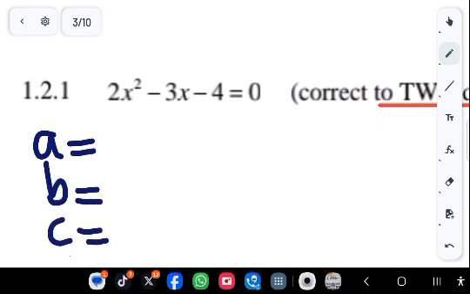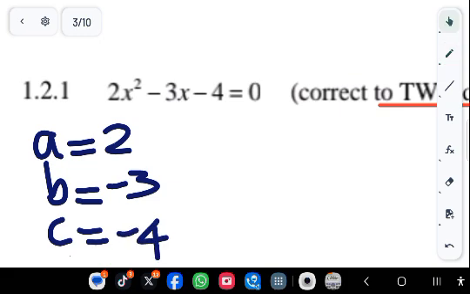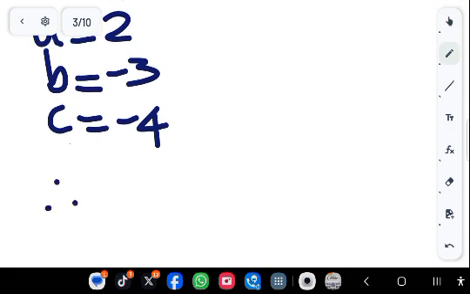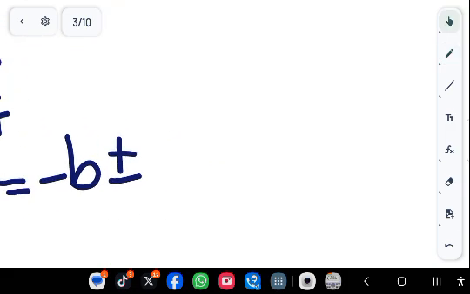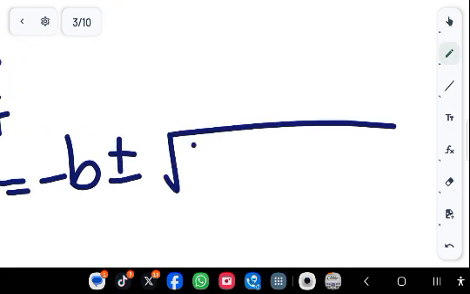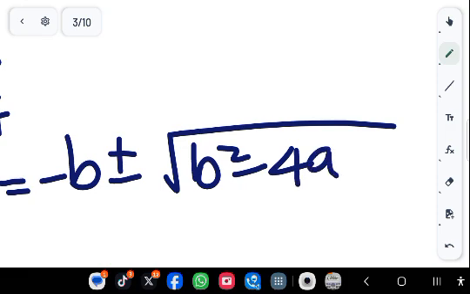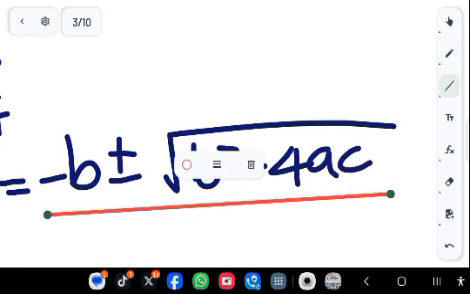So now let's find a, b, and c. A is the coefficient of x squared, which is 2. B is the coefficient of x, which is negative 3 with the sign. And then c is the constant, which is negative 4. You should know how to work the formula by now. So this should not be new. It should be very easy for you to navigate, because this is easy. All over 2a.